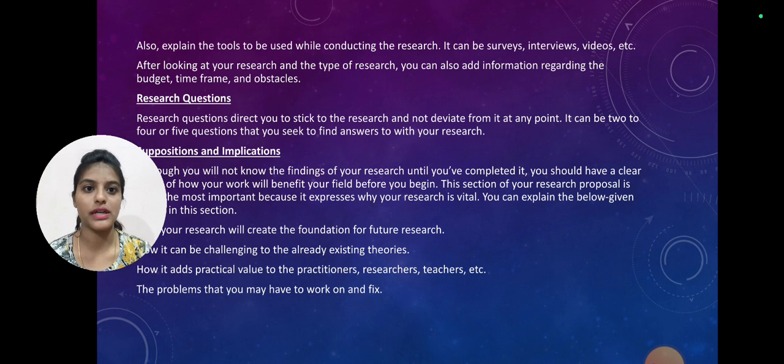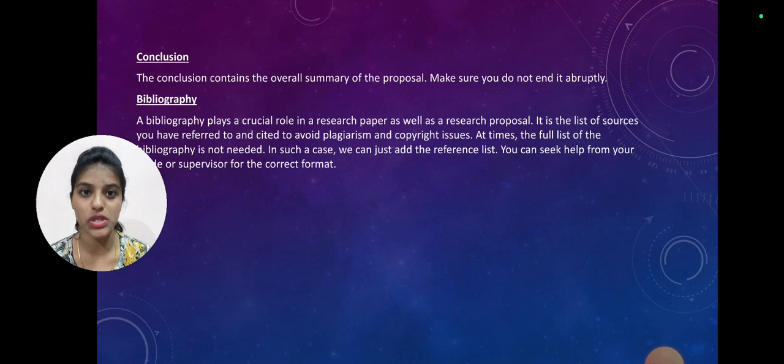And also, as I said, it will be very challenging, and it has to add a practical value to the practitioners, researchers, and also the teachers, and the problems you have faced during the work, you have to fix them. The next one is the conclusion, which is nothing but the overall summary of your experiences about the project, and how you're going to give feedback to the person.